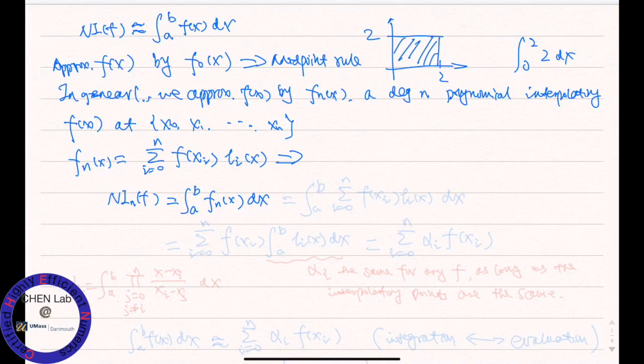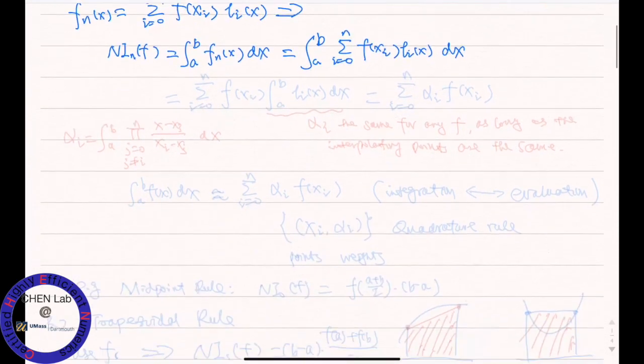Because we have a form for fn, we are integrating fn, which is the summation from i equals 0 to n of f of xi times Li of x, dx. I just plug in fn of x. Questions?